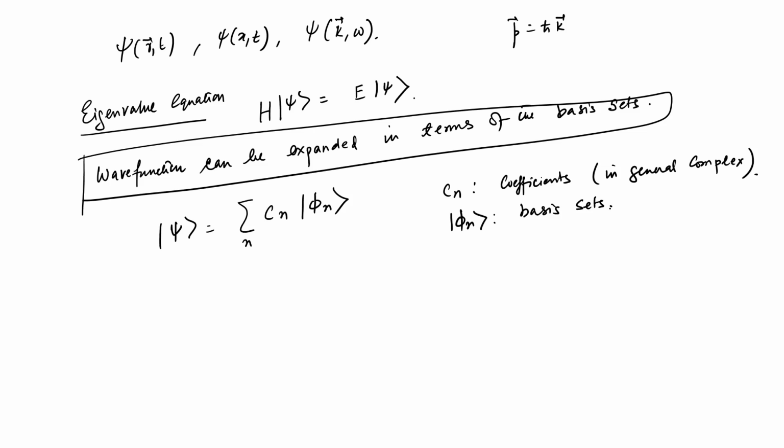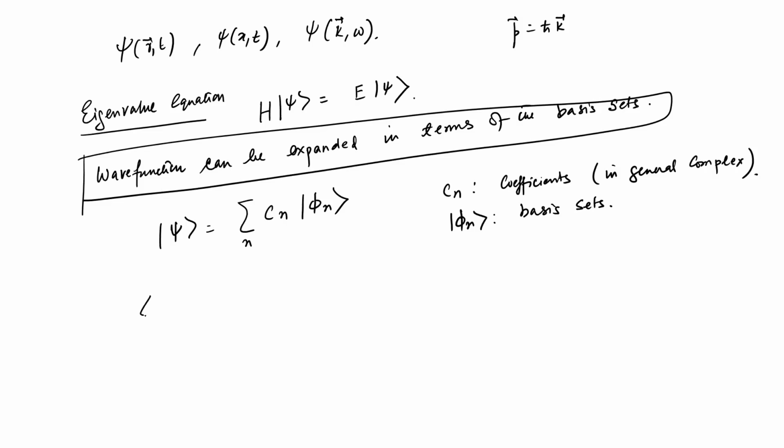So, as soon as you make a measurement and you find the cat to be alive, the C n corresponding to it being alive will become equal to 1, and the coefficient corresponding to it being dead goes to 0. Okay. So, this psi is now normalized.